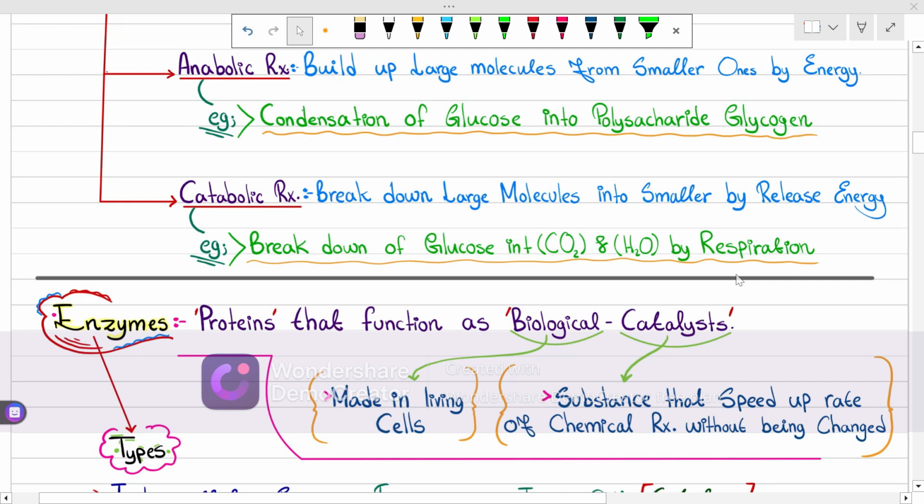In photosynthesis, H2O and carbon dioxide, CO2, are the raw materials, and glucose and oxygen are the products. Glucose is C6H12O6. This is the glucose we're referring to. And in respiration, C6H12O6, glucose, and oxygen are the raw materials, and the products are carbon dioxide and water. Okay.